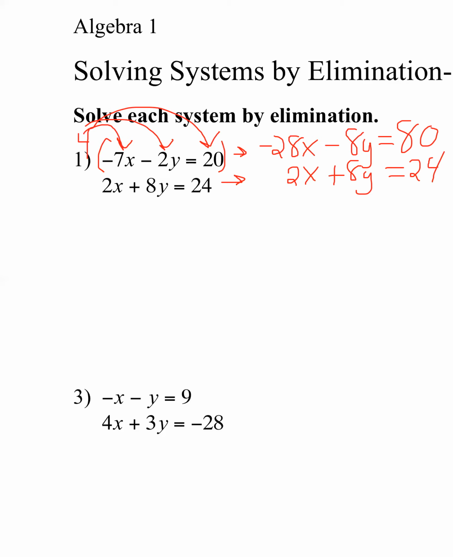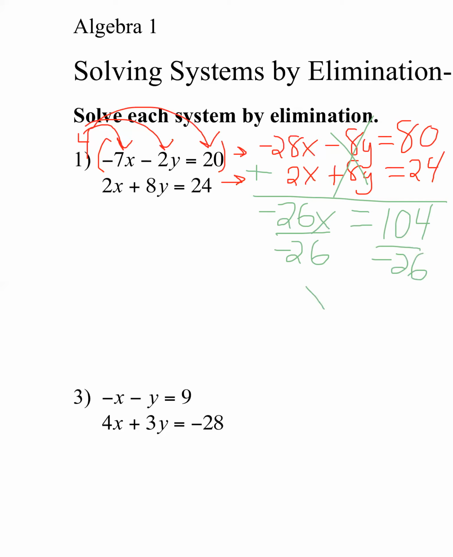The y's are going to cancel out. So now you're just going to add these two equations together. Negative 28x and 2x is a negative 26x. The y's cancel. 80 and 24 is 104. And now I'm just going to divide both sides by a negative 26. That's going to come out to be a negative 4.